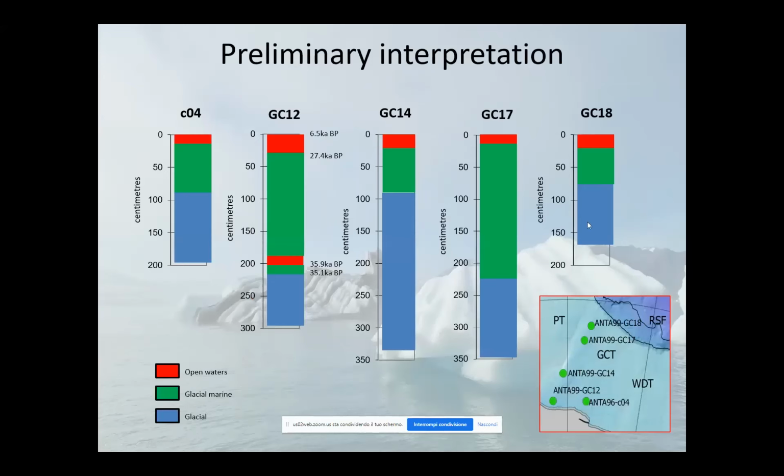Okay, so this figure summarizes the distribution of these 3 units in the 5 cores. So we have the blue unit in the lower part, which represents the glacial environment. This is mainly composed of, and mainly represented by, diamicton. Then we have a glacial marine sedimentation, and the upper part is represented by open water sediments. So this might represent the Holocene sedimentation.